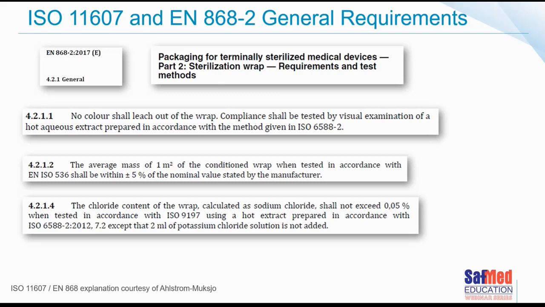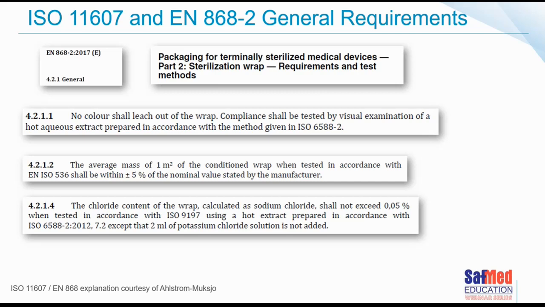The average mass of the conditioned wrap when tested must be in accordance with the standard and must not be more than 5% out. In other words, if we're telling you a product says 43 grams or 37 grams, whatever it is, remember I explained last week that wrap is made and is available at different grammages. It has to be as it is advertised, as it is supplied to you. It must weigh what we say it must weigh within a 5% tolerance.